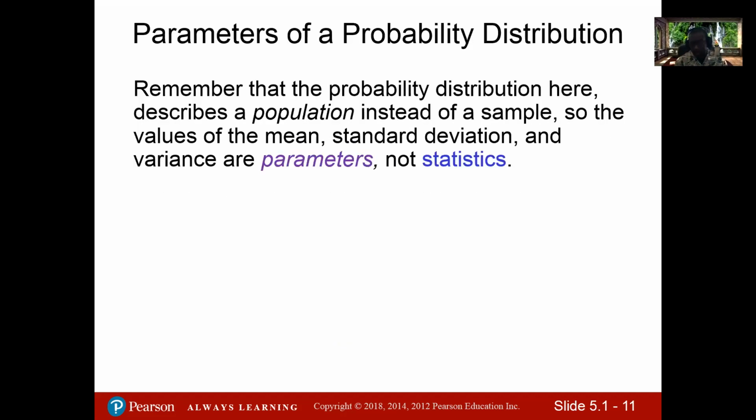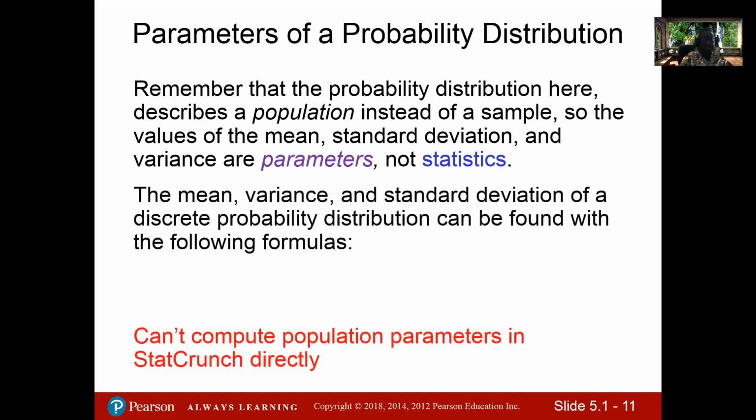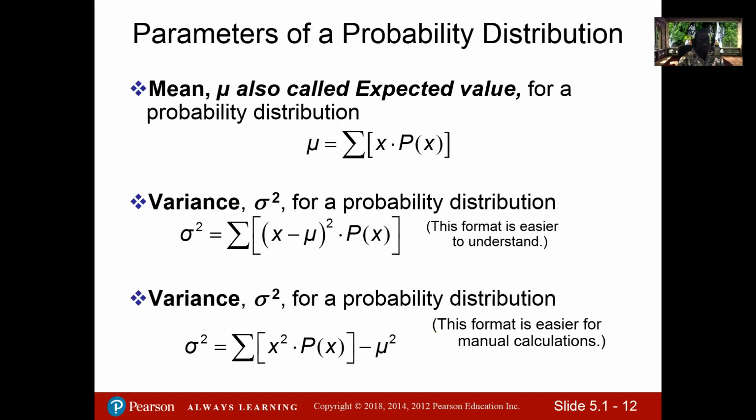So what are the parameters? Finding the mean and standard deviation of the probability distribution. Remember that the probability distribution here describes the population instead of a sample. So the values of mean and standard deviation are parameters, not statistics. Always remember that. The mean, variance, and standard deviation of a discrete probability distribution can be found with the following formulas, that we will be talking about.